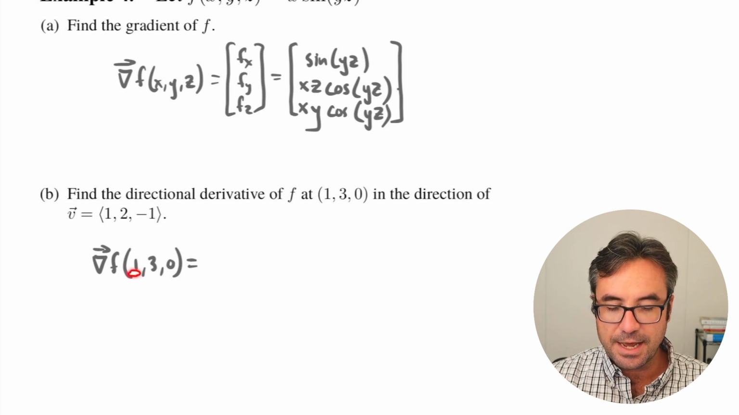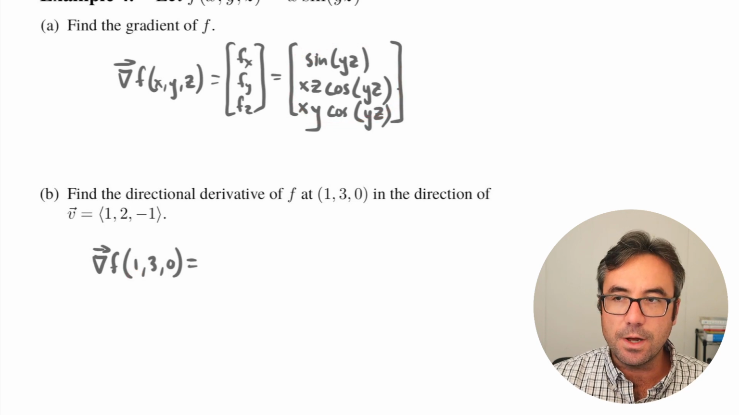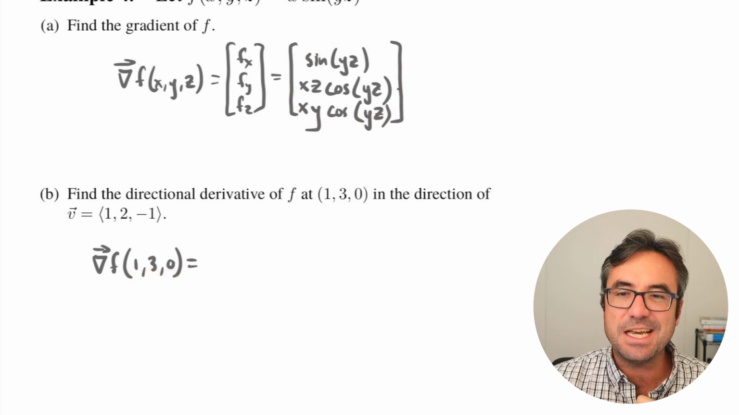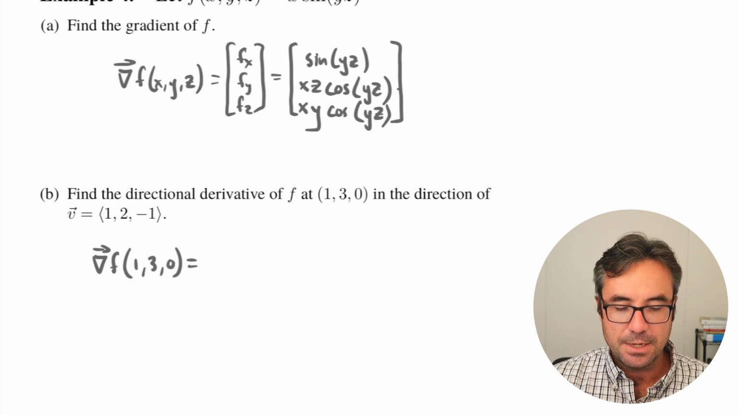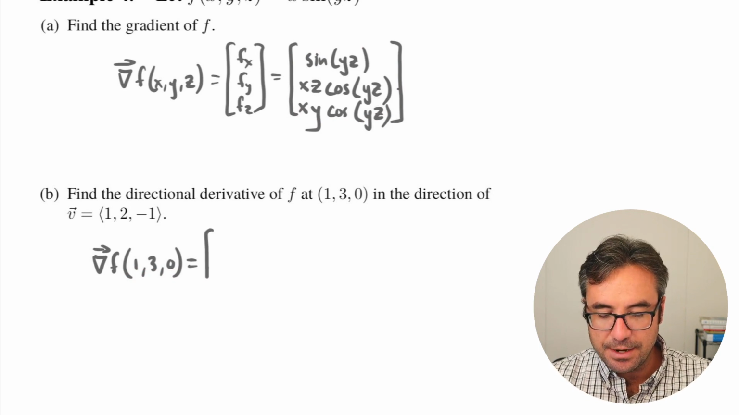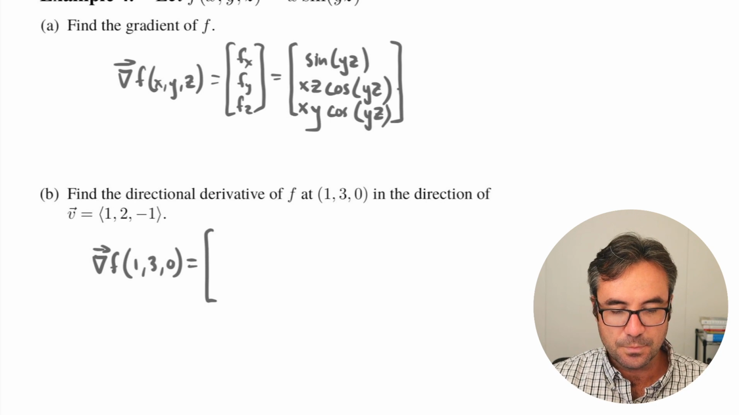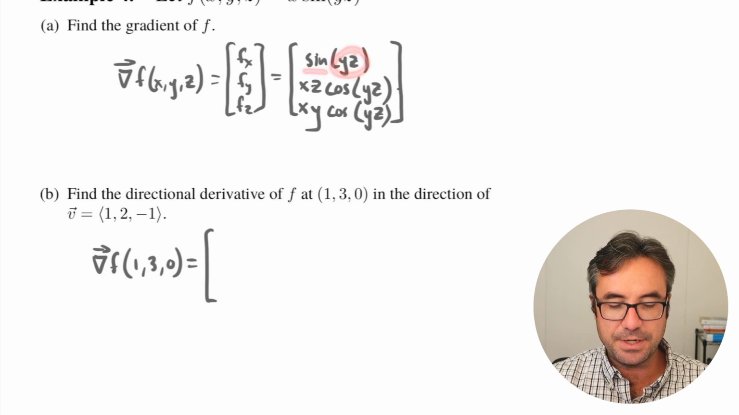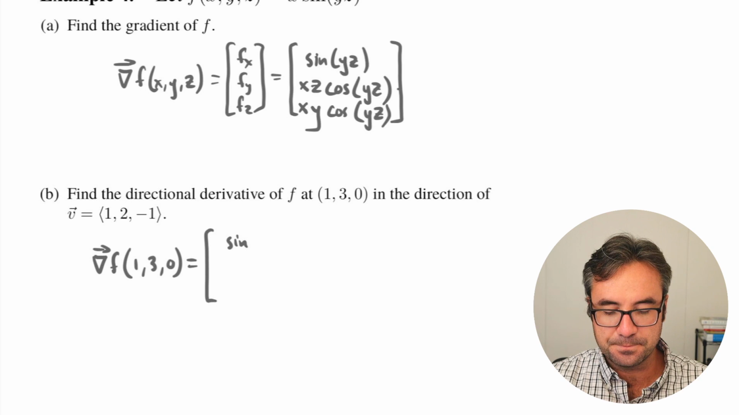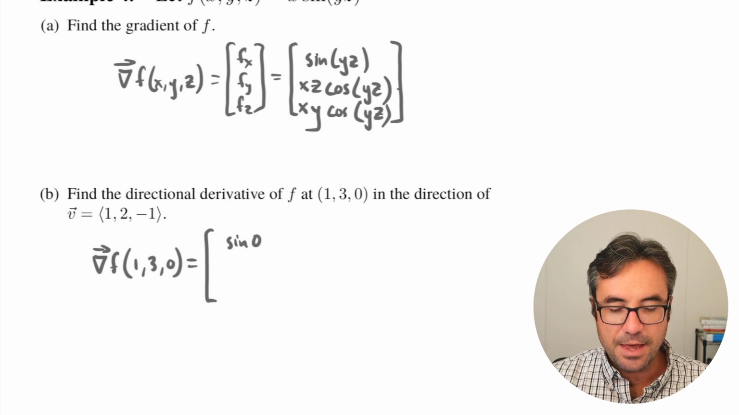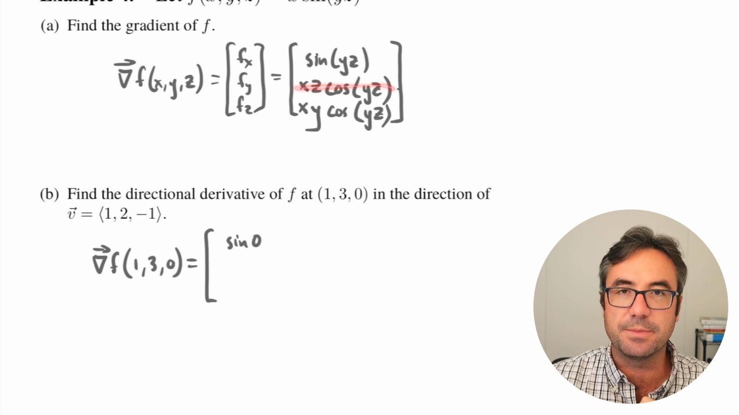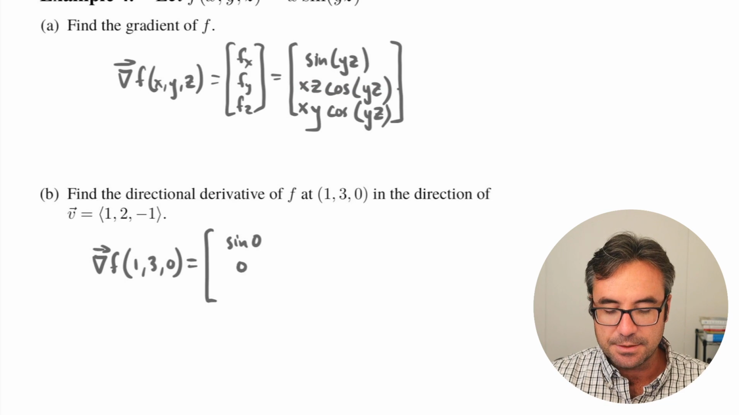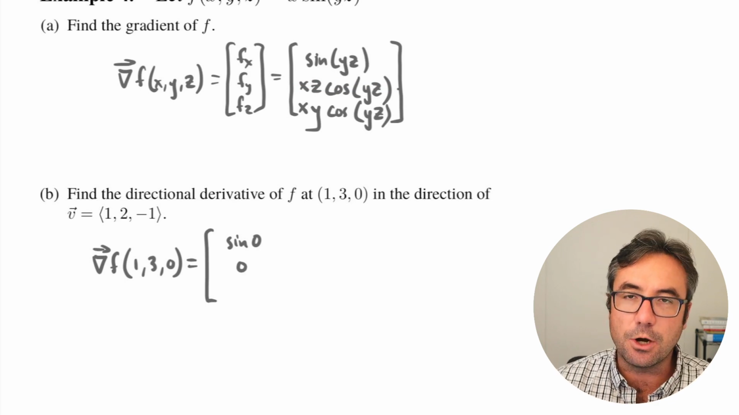Wherever I see an x in my gradient here, I'm going to plug in 1. Wherever I see a y, I'm going to plug in 3. And wherever I see a z, I'm going to plug in 0. So when we do this, we end up with the vector: sine of 3 times 0, so sine of 0. Then in the second spot, we're going to plug 0 in for z, and that's going to eliminate that whole second term. So our second component there will be 0.